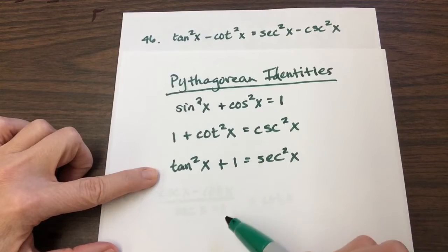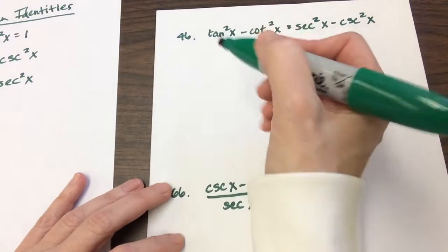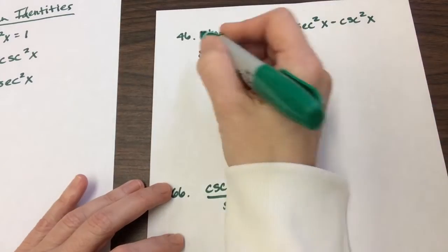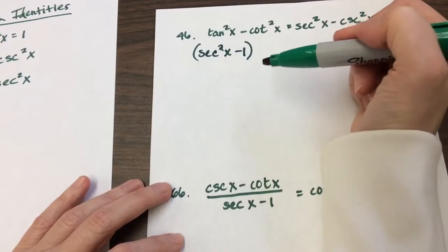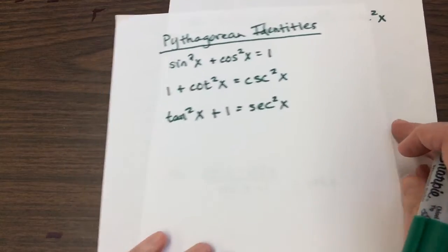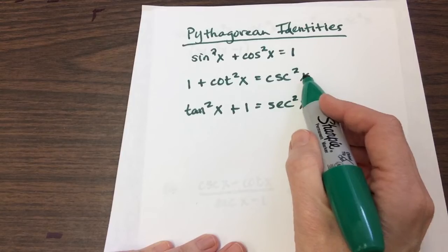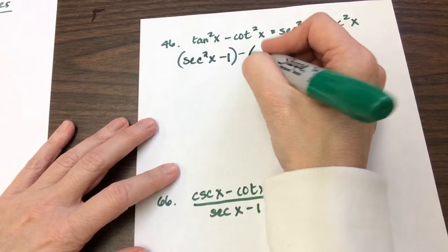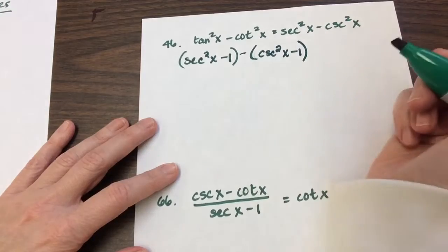So if I subtract 1 from both sides, that means that the tangent squared of x is going to equal the secant squared of x minus 1. Okay? So that's just tangent squared of x rewritten with my Pythagorean identity. And then cotangent squared of x is going to be cosecant squared of x, take that 1 across, minus 1. So I've got minus, and then I've got cosecant squared of x minus 1.